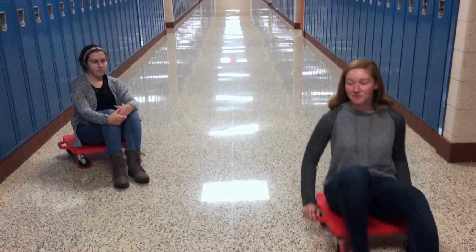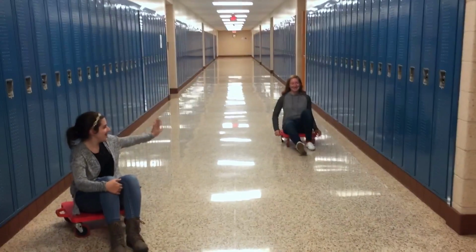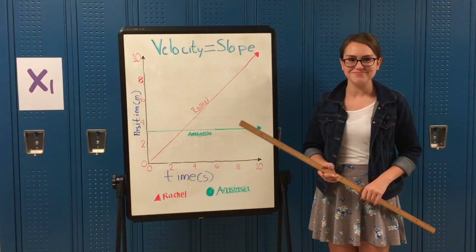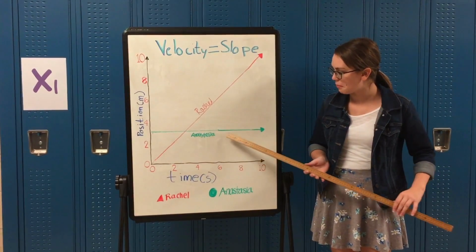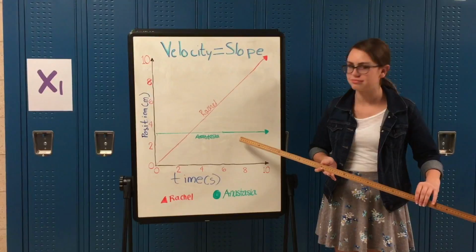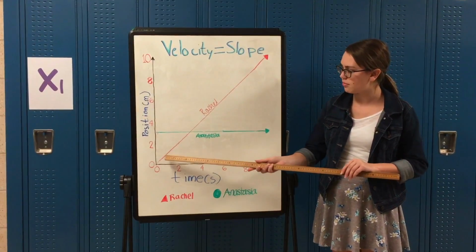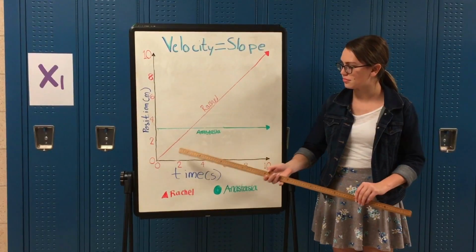Anastasia is taking a break on her scooter while Rachel passes her at 1 meter per second. What does this graph look like? Anastasia does not move, therefore she has a zero velocity. This is indicated by a straight horizontal line on the graph. Rachel moves with a velocity of 1 meter per second, so her graph is a linear diagonal line going in the positive direction.